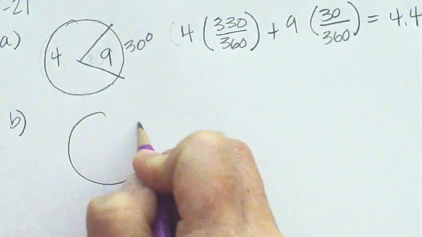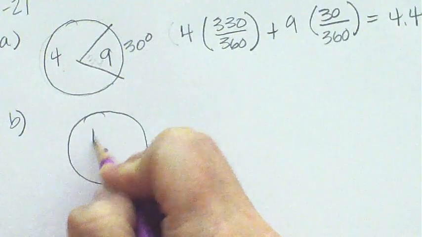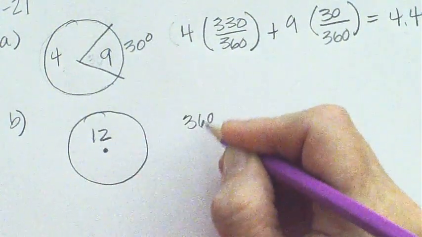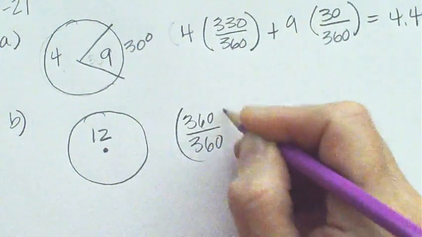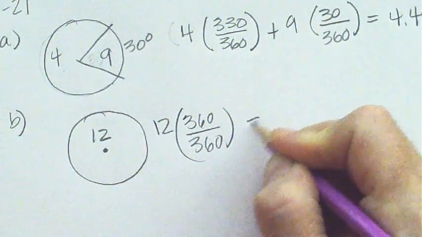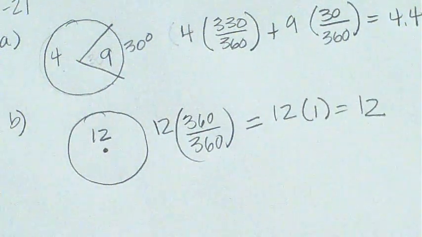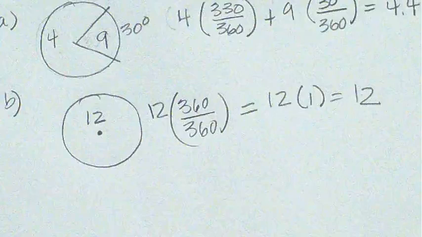They have a circle, and the full circle has a value of 12. So basically, you're going to do 360 out of 360, which is 1, times 12. So 12 times 1 is 12. Not too many games like that.